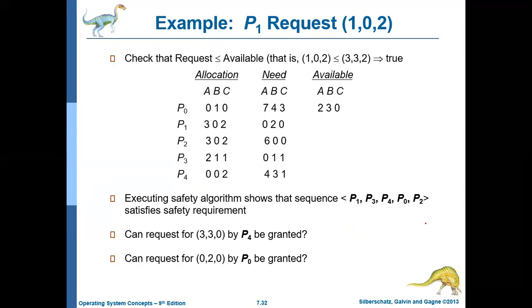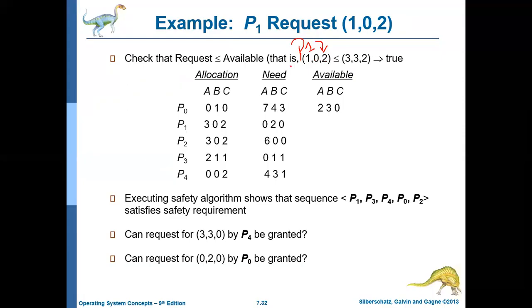Fine. Now let us consider one particular scenario where process P1 is making a request. This is a request coming from process P1. Process P1 is requesting 1 instance of resource A, 0 instances of resource B, and 2 instances of resource C. First we have to check whether the request is less than or equal to available or not.